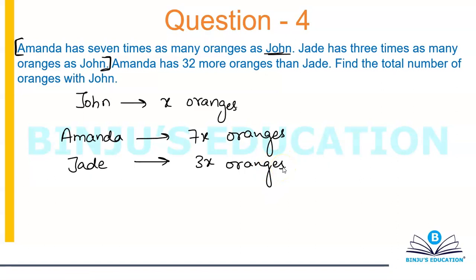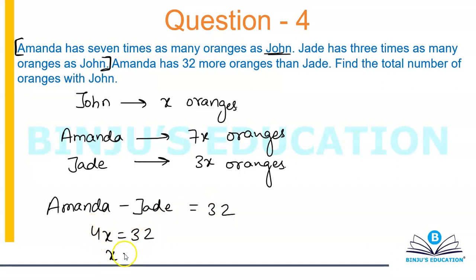Okay, now moving on, Amanda has 32 more oranges than Jade, which basically says that Amanda minus Jade should be equal to 32. So 7x minus 3x is 4x, which is equal to 32, which will give us x is equal to 8. Find the total number of oranges with John. So John has a total of x oranges, hence your answer is 8.